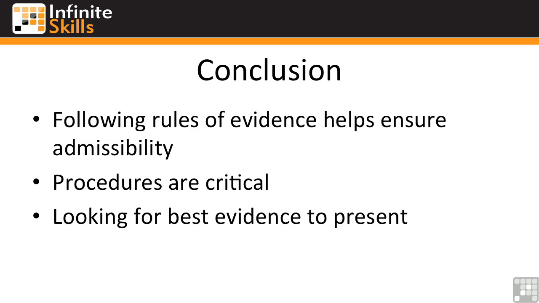So, in conclusion, you want to make sure that you're following the rules of evidence to help ensure admissibility. If you can't admit a piece of data, it doesn't help the legal proceeding that that evidence is meant to be a part of. Procedures for handling and acquiring evidence are critical, and following those procedures and guidelines is critical to make sure, again, that the evidence that is acquired is admissible in a legal proceeding. And again, we're always looking for the best evidence to present, and that means the most original, the most authentic, the most accurate evidence. So that's what we're looking for when we are looking for evidence. And again, the federal rules of evidence help us to know what all of these criteria are for presenting evidence in a legal proceeding.